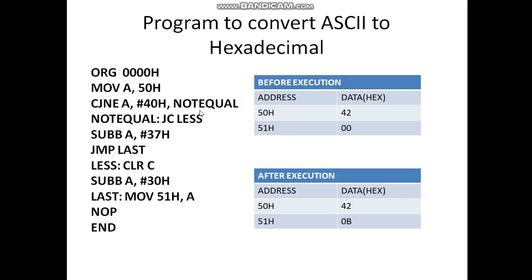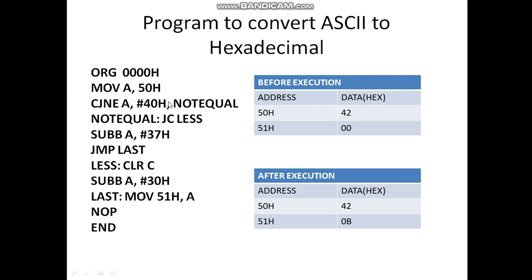Okay, the program. ORG 0000H indicates that we are starting the code from 0000H location. The input is taken in 50H location, and here the input 42 is taken. For 42 we know that the output has to be B, and according to the logic we need to subtract 37 from 42 so that we get the desired result.